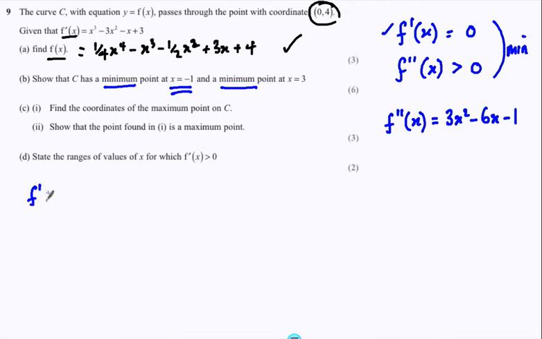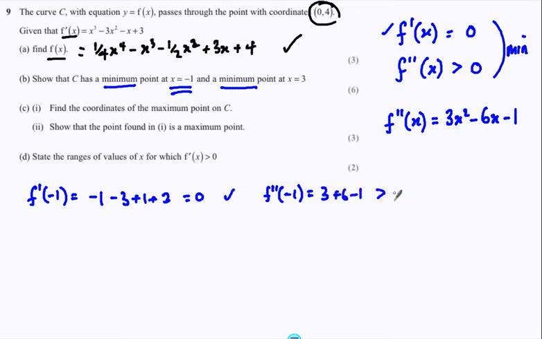So f dashed at -1 is going to give me -1 minus 3 plus 1 plus 3 equals 0. That's good. And f double dashed at -1 put in here is 3 plus 6 minus 1, and that's clearly greater than 0. Minimum point, and we need all this to give us our answer.